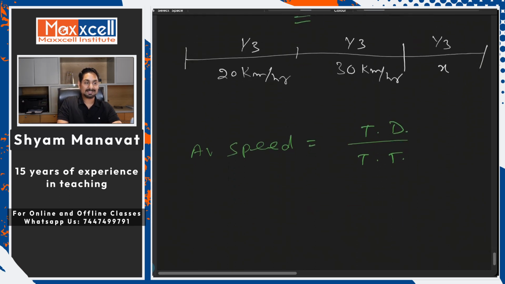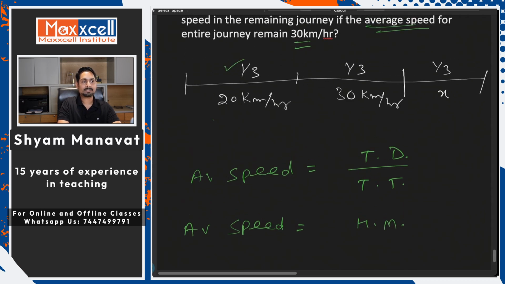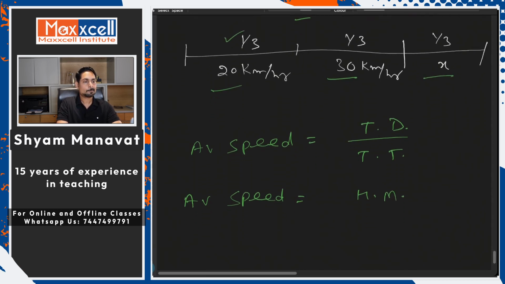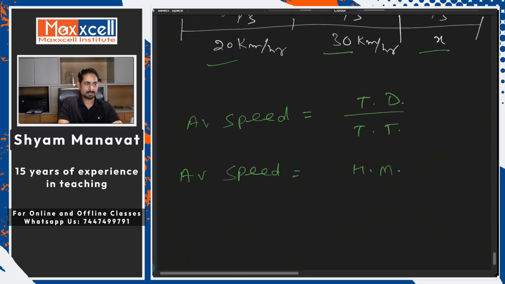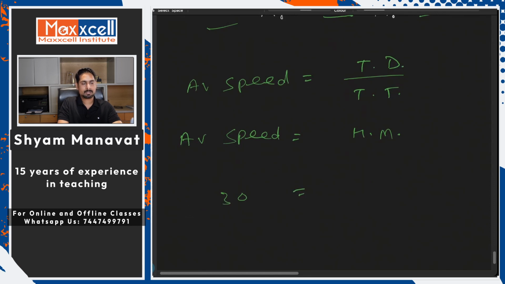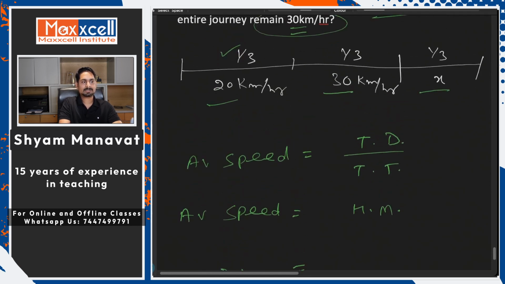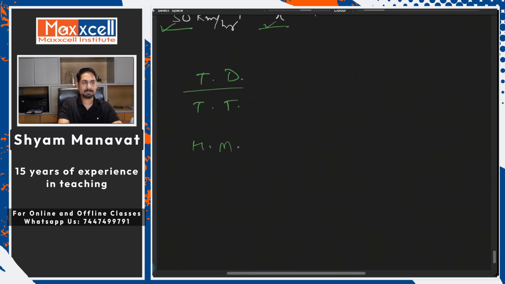So to save time here, I can use harmonic mean of speeds to calculate average speed here, because distance is same with different speeds. Now question said the average remains 30. Harmonic mean of these speeds 20, 30 and x. What is harmonic mean formula?